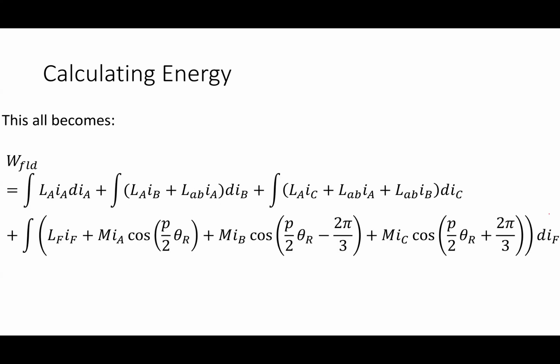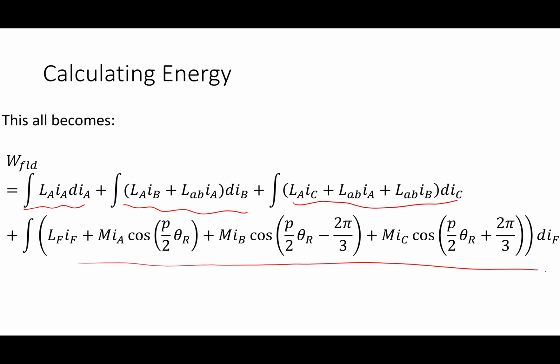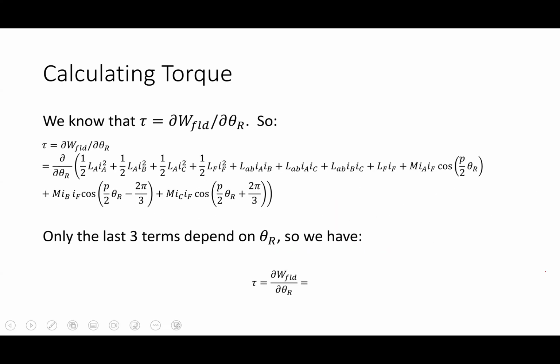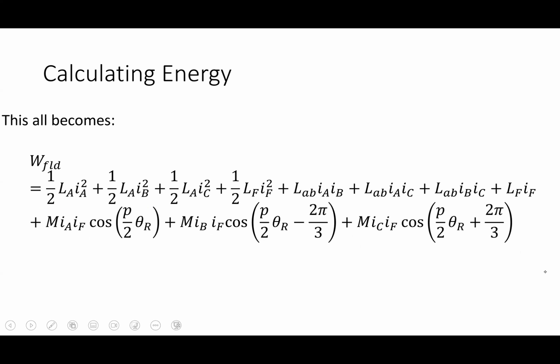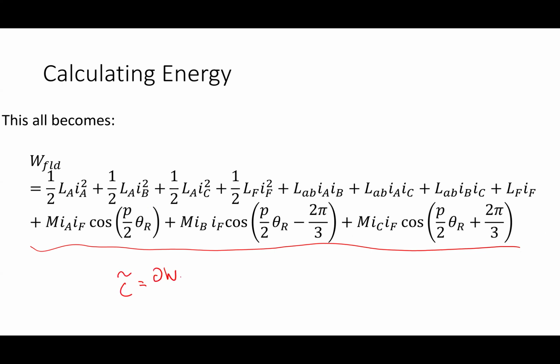So if you go through, I've got the derivation here again of how I would approach this. It basically ends up being one integral with IA, one integral with IB, one integral with IC, and one giant integral with IF. If I go through that calculation, I end up getting basically this final result. If I want to calculate the torque, it is the derivative of that energy with respect to theta R. This is kind of the important part.